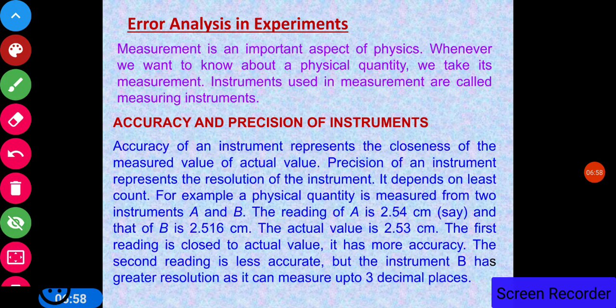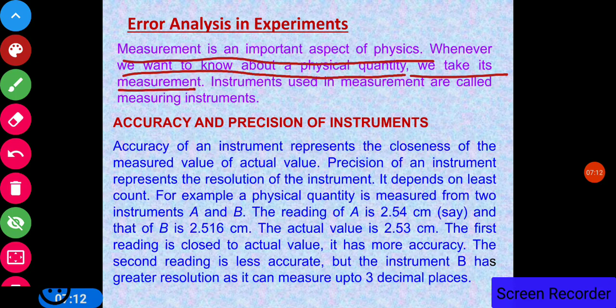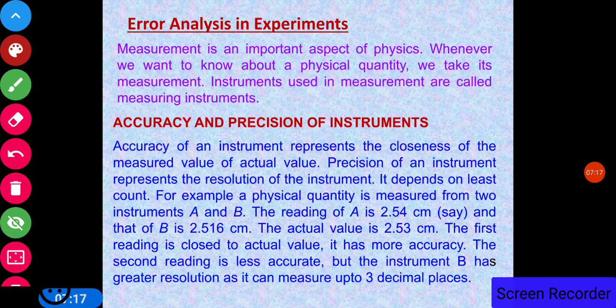Now, error analysis in experiments. Measurement is an important aspect of physics. Whenever we want to know about a physical quantity, we take its measurement. Instruments used in measurements are called measuring instruments. Whenever we use instruments for measuring quantities, there may be an error. So let us understand the meaning of the two words, accuracy and precision.